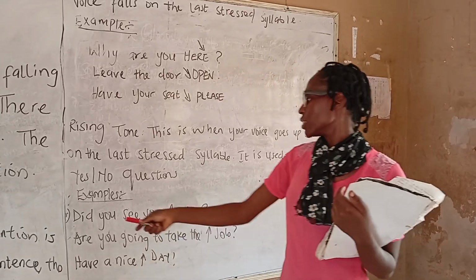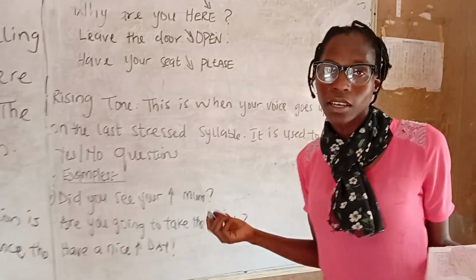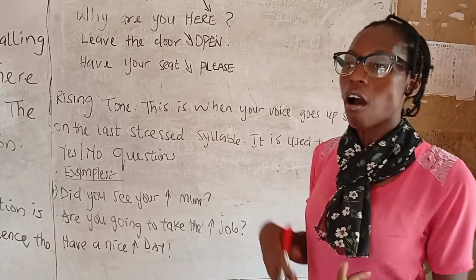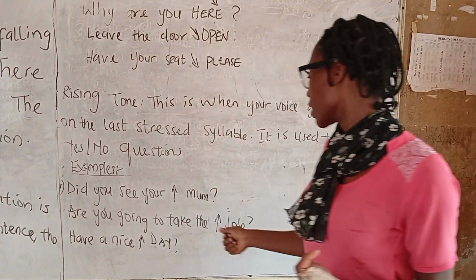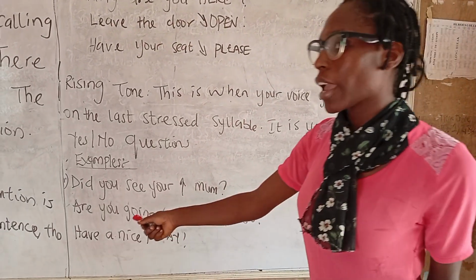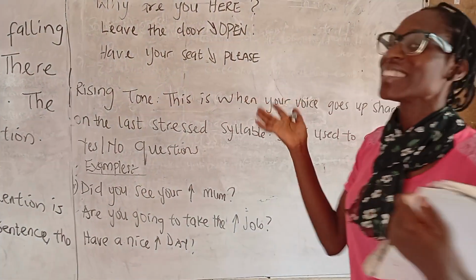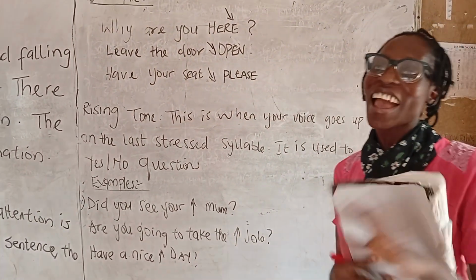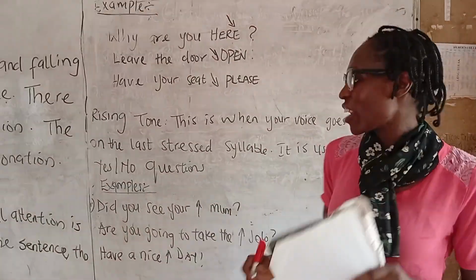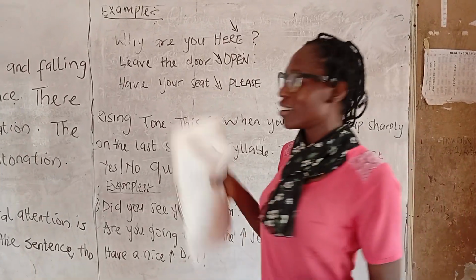So an example is, "Did you see your mom?" It can be yes or no. "Have you eaten today?" Yes or no. "Are you going to take the job?" Yes or no. So you cannot say, "I am not taking the job." So it's either a yes or a no. You are not standing in between, or saying some other answer. But you have to say yes or no.